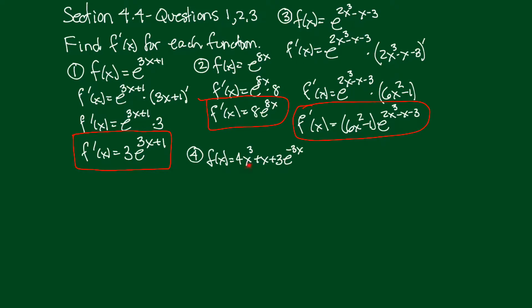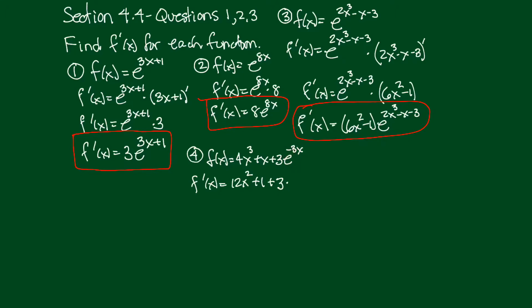In number 4, polynomial, but now we've got an exponential. So let's just run through these derivatives one term at a time. So how about f prime of x will be, how about 12x squared for the first one, plus a 1 for the second, and then how about this one here? Now, a couple ways to do this. I'll just bring the 3 along, and then I'll differentiate this one, although I could do it all at once.